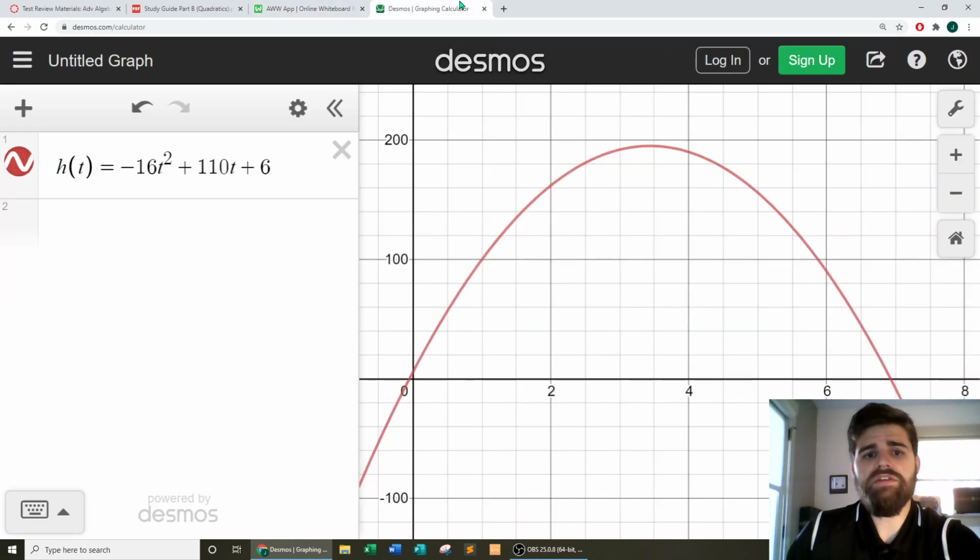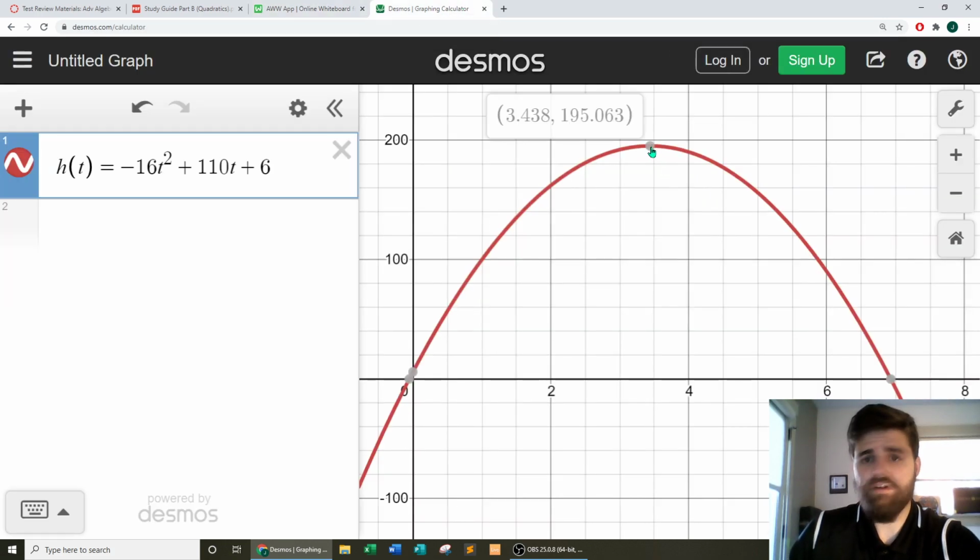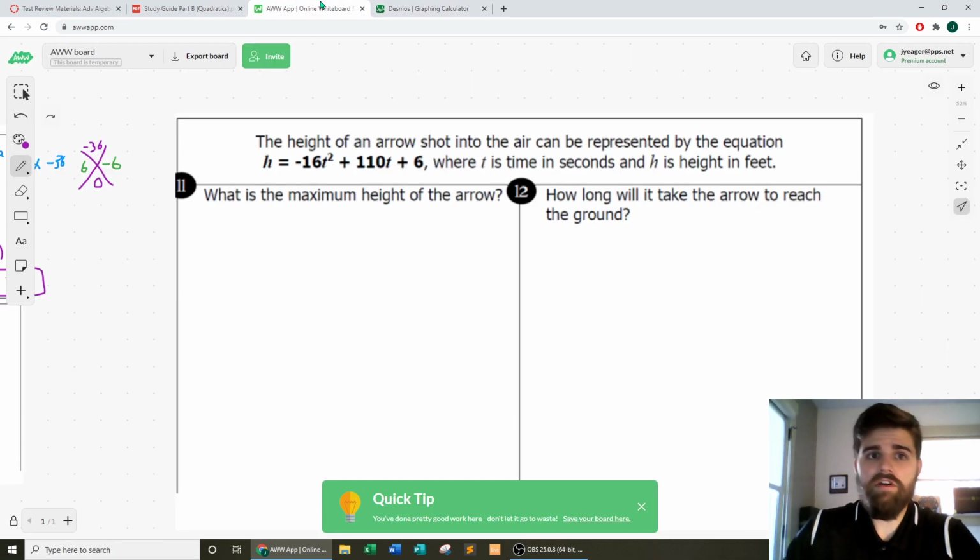So what we can do to solve this is, again, we're using Desmos here, and Desmos is automatically going to show you your vertex, which is so, so useful. Anyway, so our vertex is at 195.063, so 195 feet.